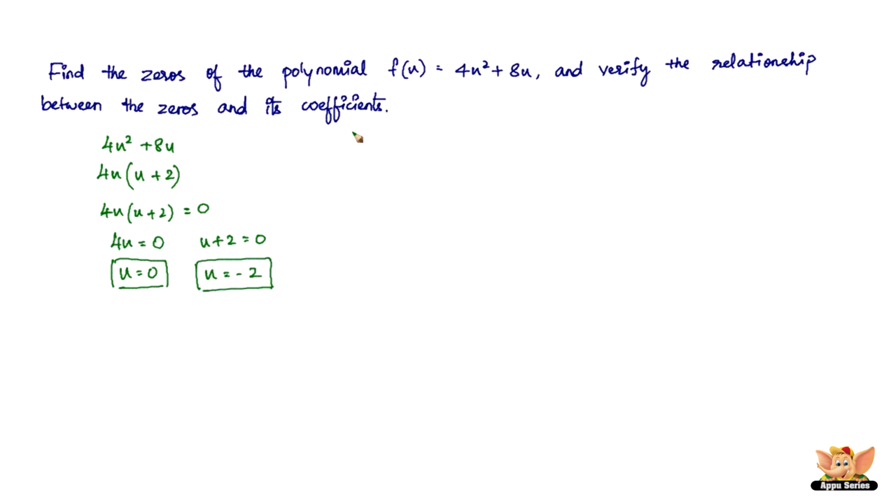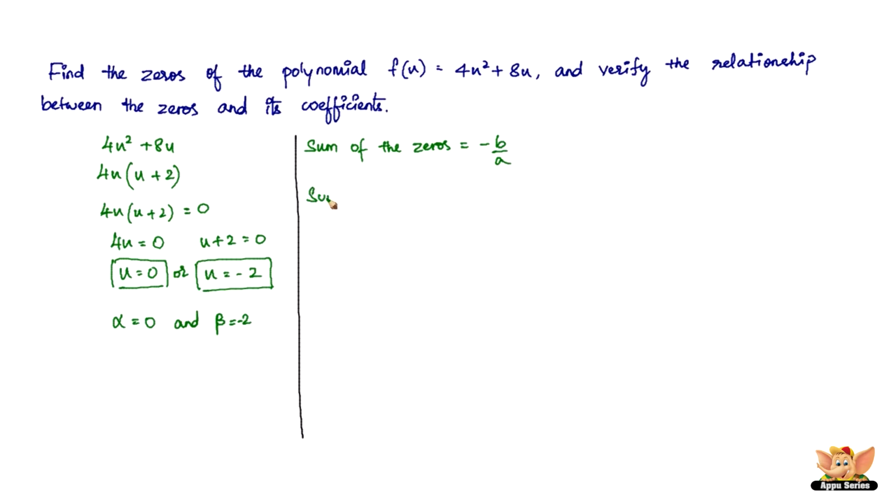So the zeros of this given quadratic polynomial are 0 and minus 2. So u equal to 0 or u equals minus 2. So hence alpha equals 0 and beta equals minus 2. So now let us verify the relationship between the zeros and its coefficients. First one is sum of the zeros. Sum of the zeros should be equal to minus b by a.